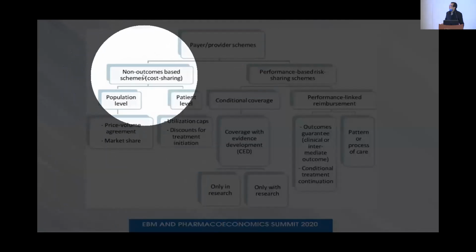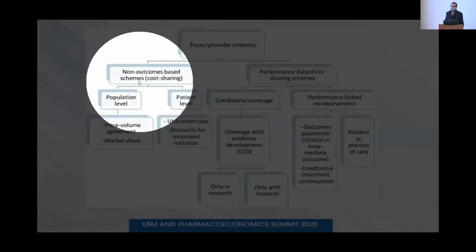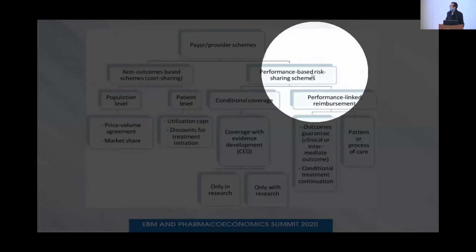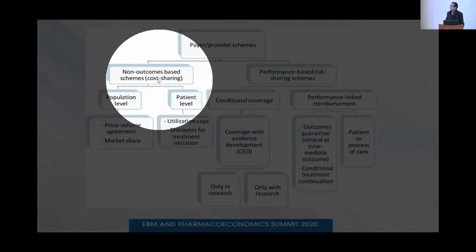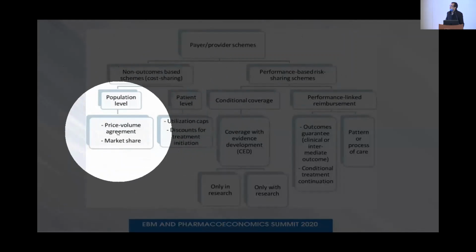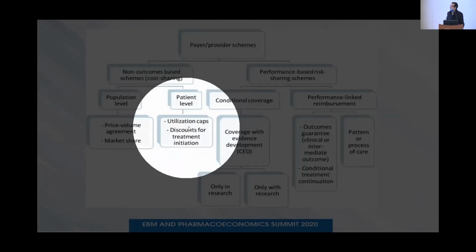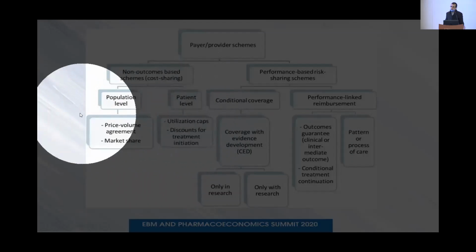This is the typology of risk sharing agreements. As I said, there is non-outcome based or cost sharing, which is most commonly used, and outcome and performance based, or outcome guarantee. And we can apply it at the population level or the patient level. As I gave you the example of a price volume agreement and utilization cap, for example, at the patient level, there is also a discount for treatment initiation.